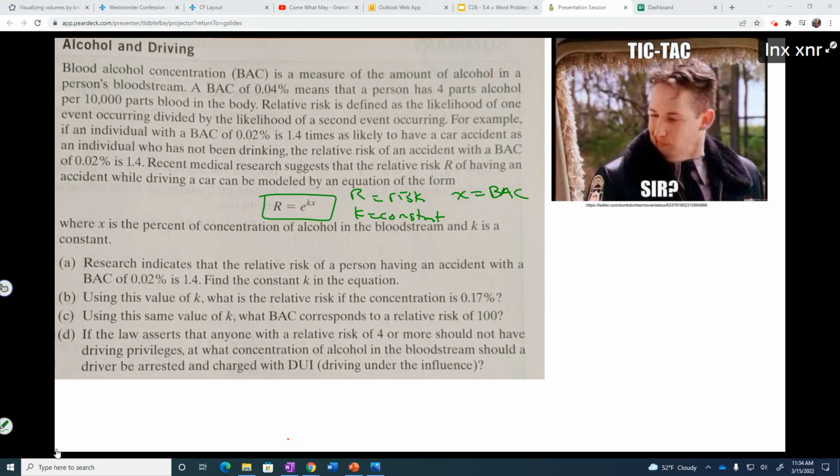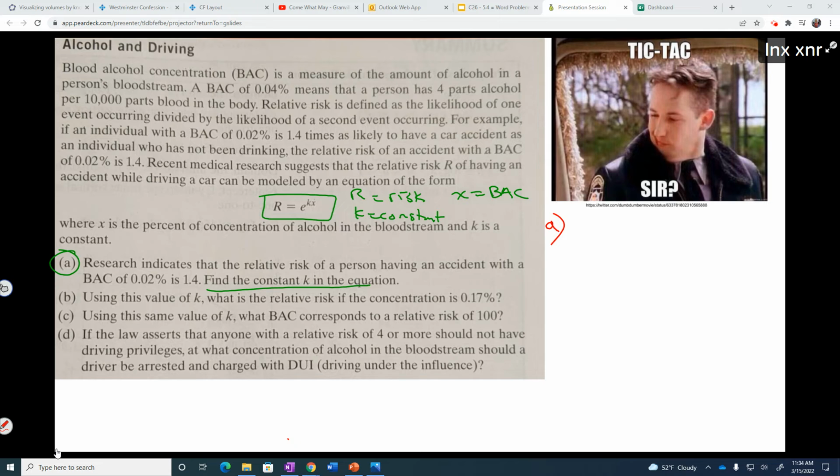So there's our equation. The only difference about this one is, in the last one it told us what that K was. In the last one that was like the negative 0.35. And in this one, our first task here is going to be to solve for K. We're going to find that constant K. And we're going to do so using the information that it gave us here. It says that the relative risk of a person having an accident with a BAC of 0.02% is 1.4. So we're going to solve for K. That's going to be our unknown in our first part.